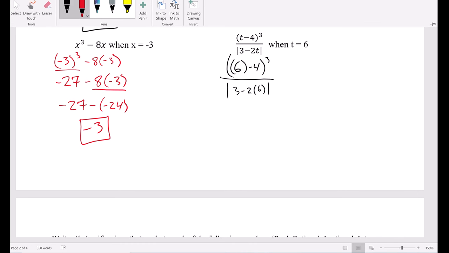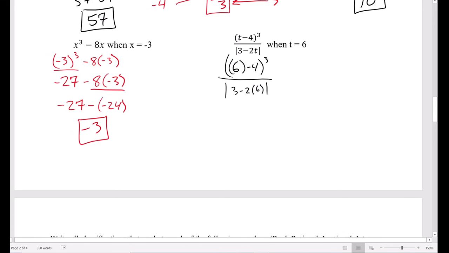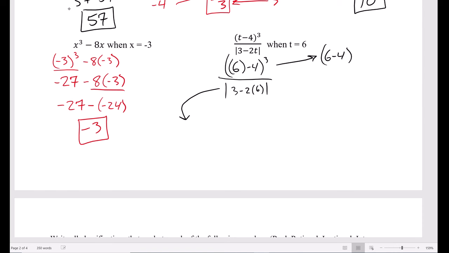For the other problem, again, it is a fraction, so I have to deal with the top and the bottom separately. So I'll deal with the top over here, and I'll deal with the bottom over here. I have 6 minus 4 in parentheses, and then that's being cubed. So I'll deal with the 6 minus 4, that gives me 2. So I have 2 cubed, and when I evaluate that, I get 8. So the top of the fraction is going to be 8.